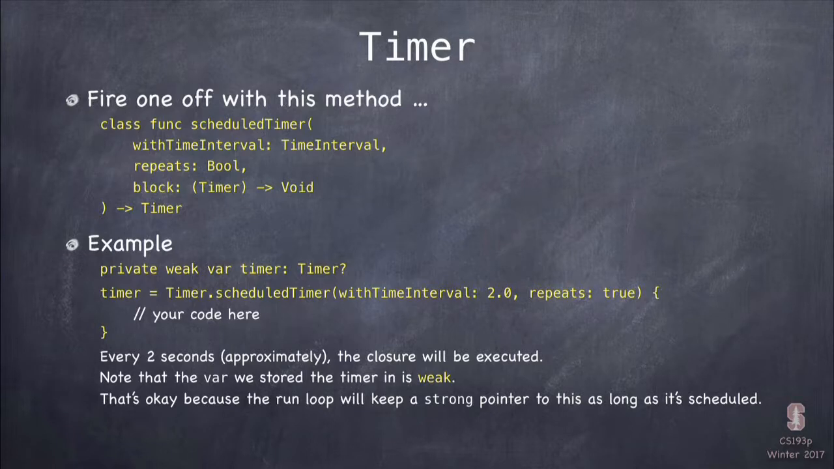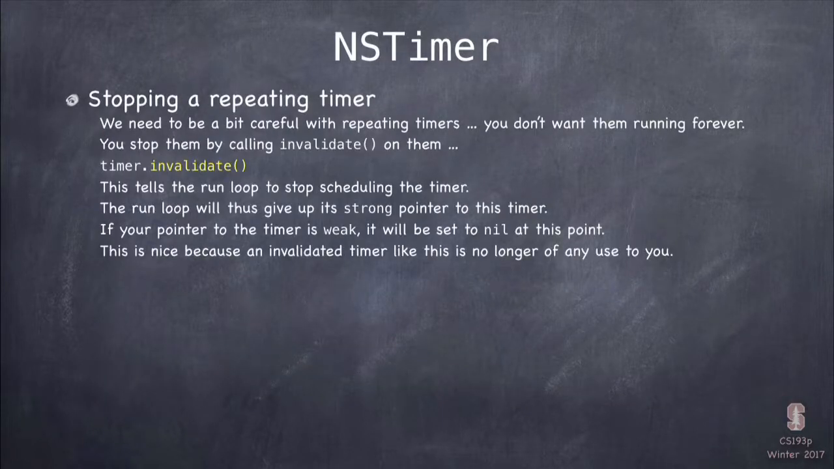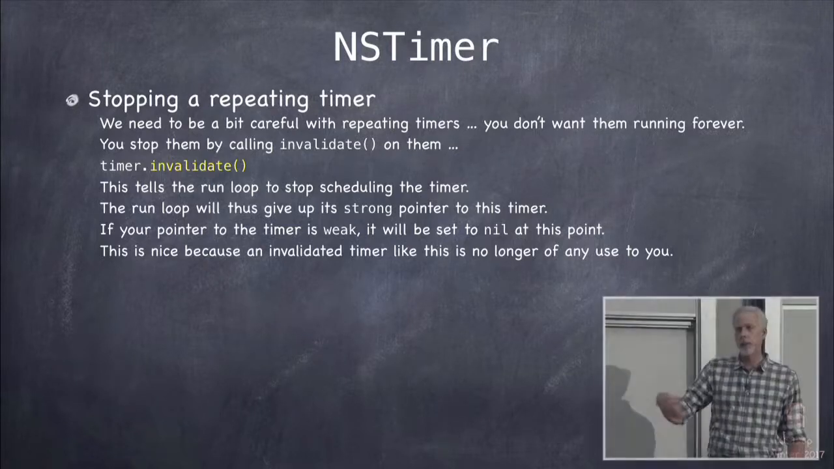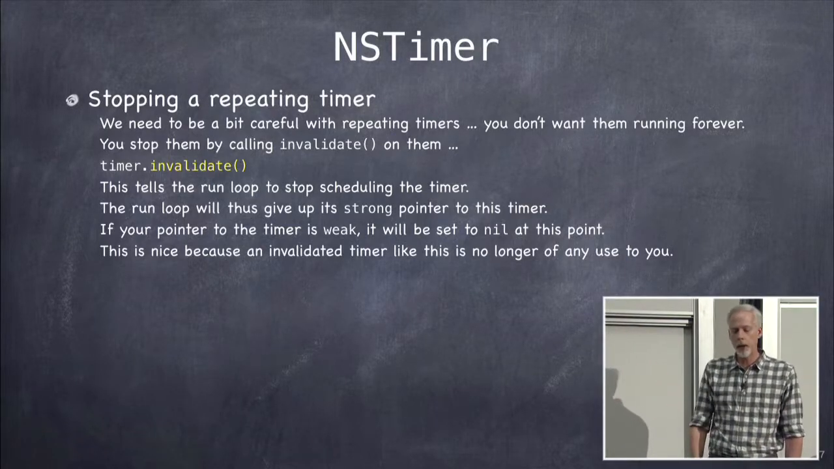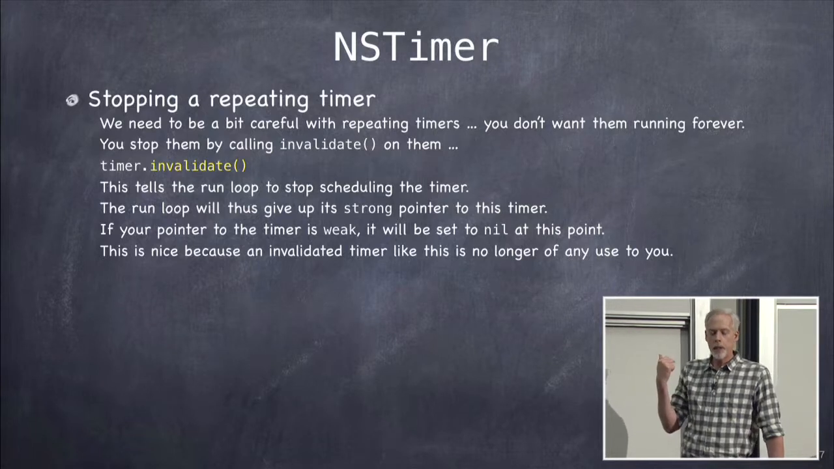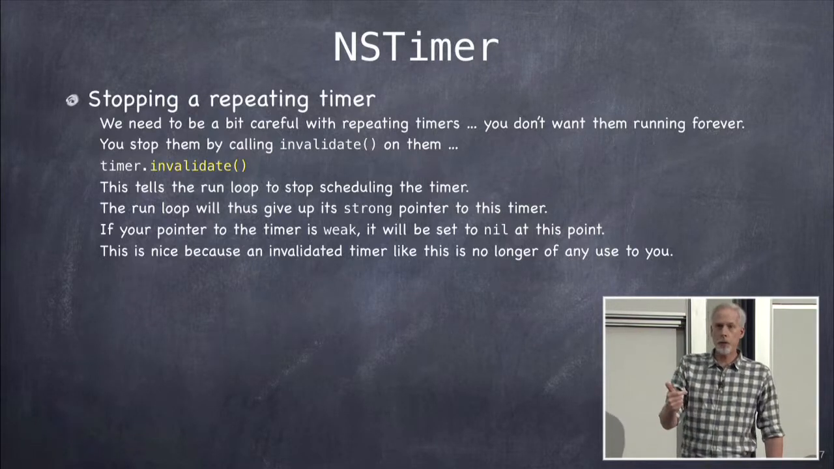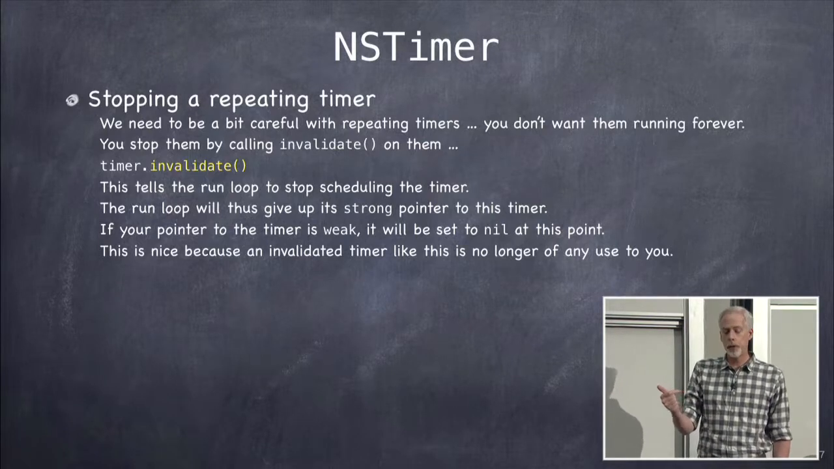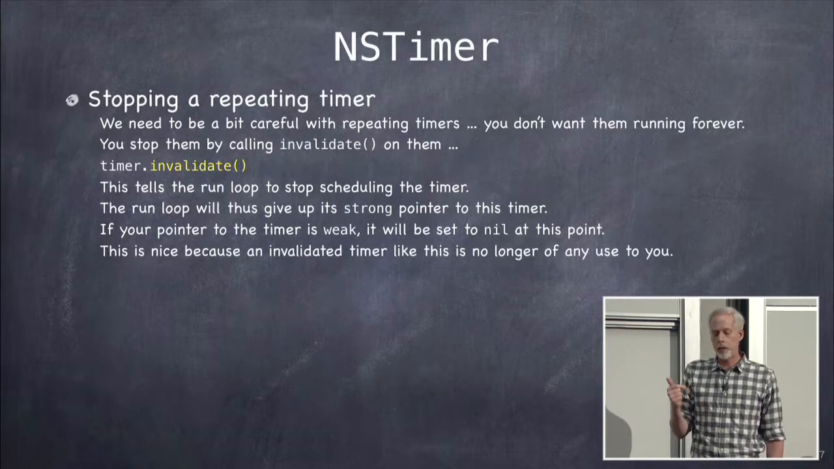And if I ever wanted to start a timer up again that I had stopped, I would just call scheduled timer again. It's such a simple API. So how do you stop a timer? So you've got a timer and it's got repeating true and it's going off and doing this closure every 2 seconds or whatever. You stop it by sending the message invalidate to the timer. And so invalidate tells the run loop to stop scheduling this thing and invalidates the timer.